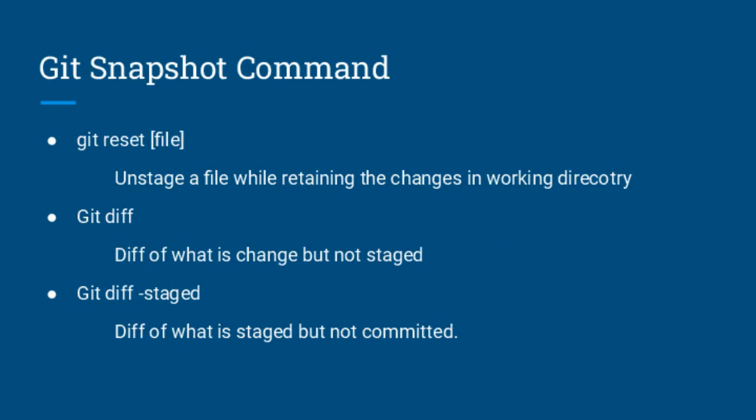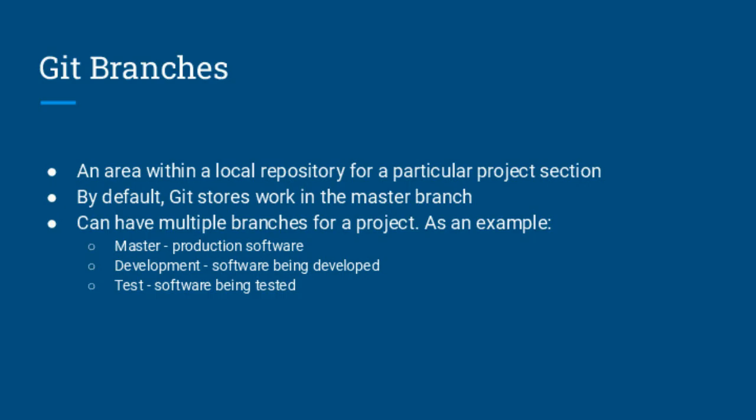Git snapshot commands include git reset followed by a file name, which will unstage the file while retaining the changes in the working directory. It will remove the file from the queue. Git diff will take the difference of what is changed but not staged. Git diff --staged will take the difference of what is staged but not committed yet.